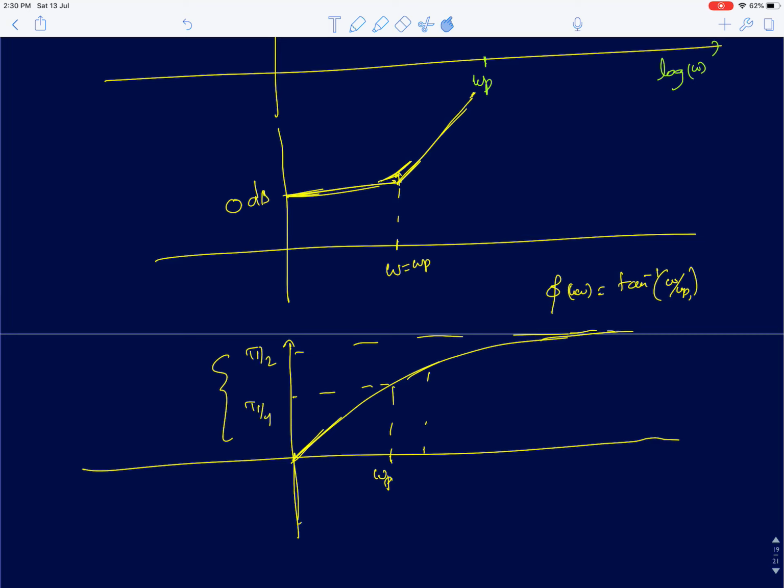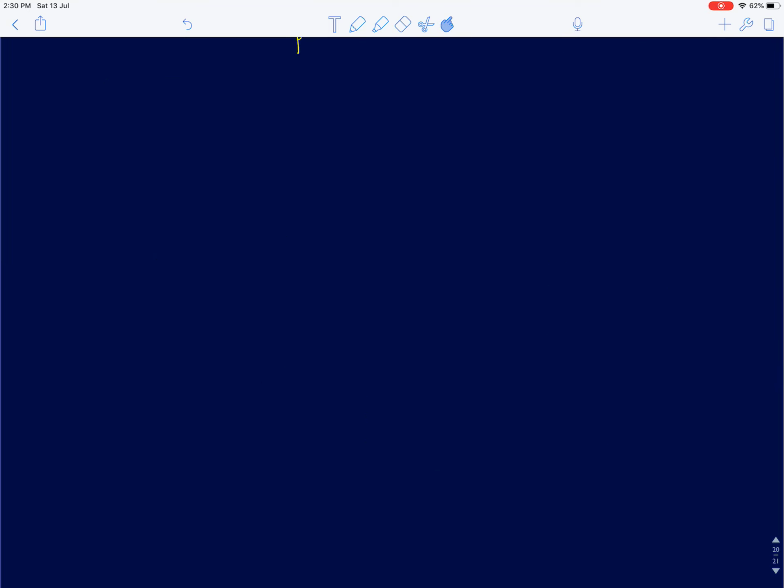Okay, so we have discussed poles: given a pole, how to plot its frequency response using Bode plots, and given a zero, how to plot its frequency response. Now we should be able to plot it for any first order system. So we'll take some examples of first order systems, or we'll take a system like this: 1 plus s by omega z into 1 plus s by omega p. This is a transfer function given to you.